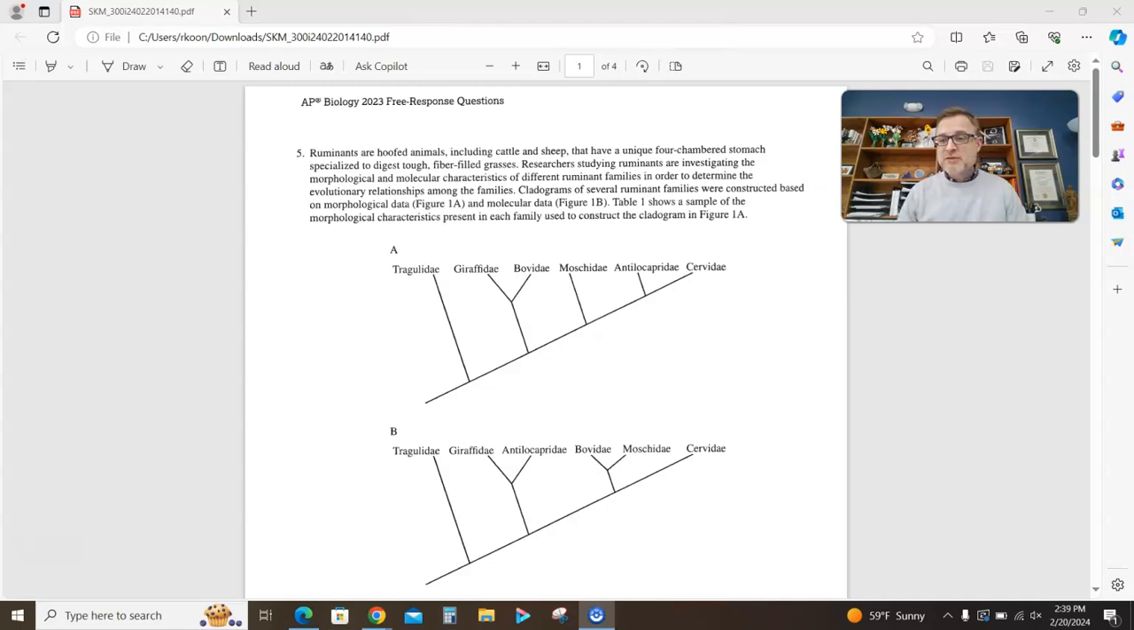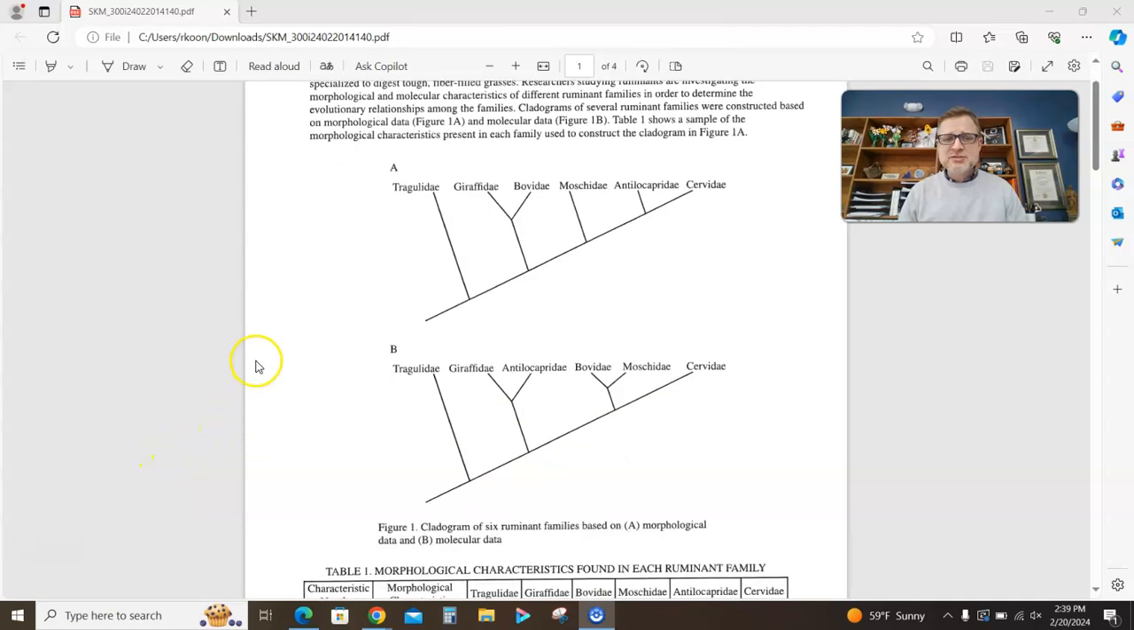So before we even look at the question, looking at these two trees, you might want to read this question twice. Figure 1a uses morphological data, and Figure 1b uses molecular data. Make sure you note that from the question. In the two trees, the main similarities between them: both include Tragulidae, and I might be mispronouncing that. If I am, forgive me. The outgroup in both these trees is Tragulidae. The outgroup is the first or the earliest diverged, and Cervidae in both trees is the group on the far right.